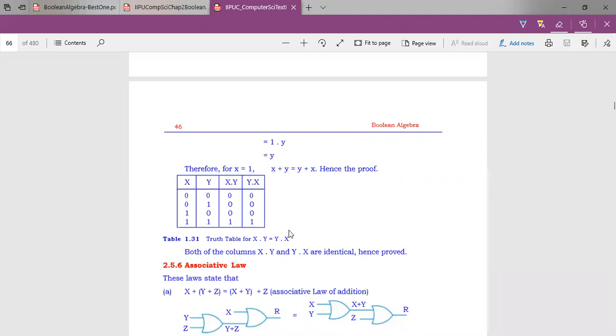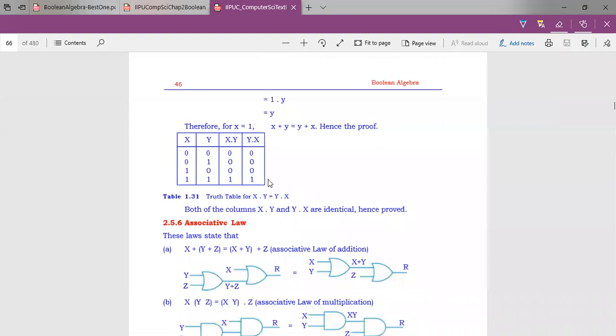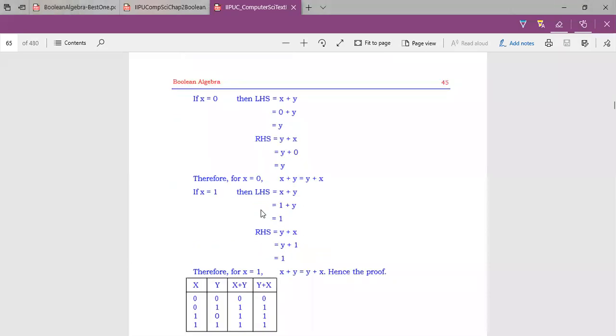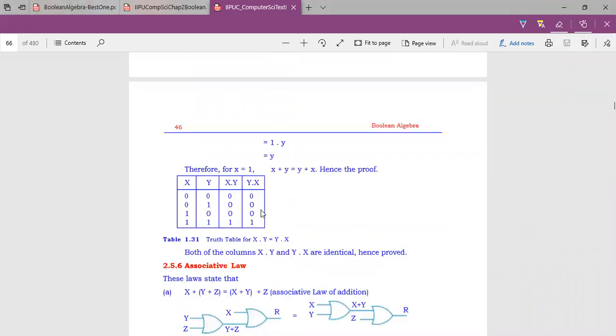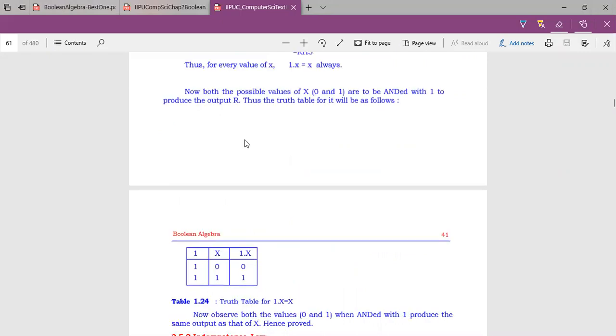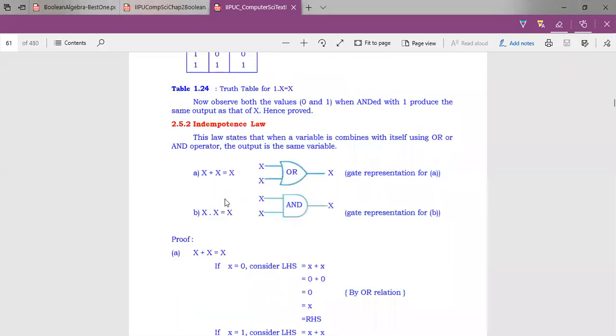You can do this. Here I will stop now. I will give a summary of this. Today we have seen four theorems. Which are those? Idempotence law, which says x plus x is equal to x. Next, x dot x is equal to also x.